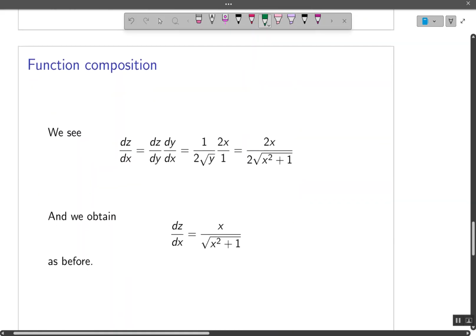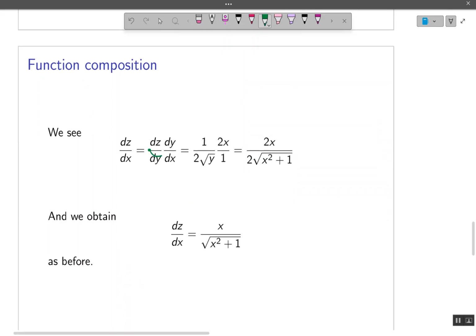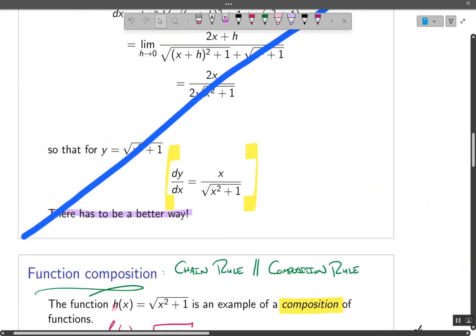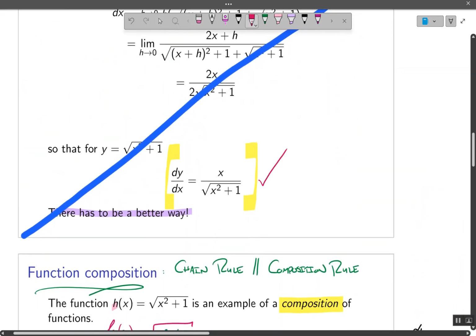So we have this guy here, dz dx, starting with z, going through y, ending up with x. This is my chain. So the chain rule is always going to involve multiplying things together. We have this first guy here, which is 1 over 2 root y. Then we're multiplying that by 2x, which was dy dx. And so we get this guy right here. Canceling those 2's, we have this. So we have x over square root of x squared plus 1, which is what the notes got using the limit definition.